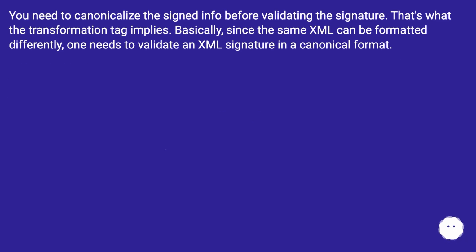You need to canonicalize the signed info before validating the signature. That's what the transformation tag implies. Basically, since the same XML can be formatted differently, one needs to validate an XML signature in a canonical format.